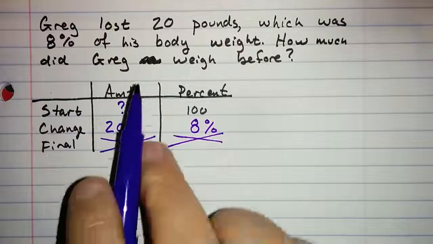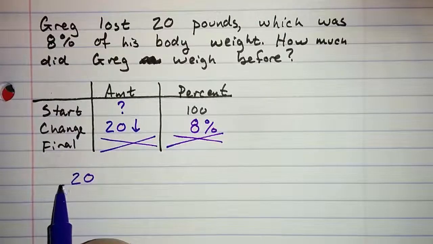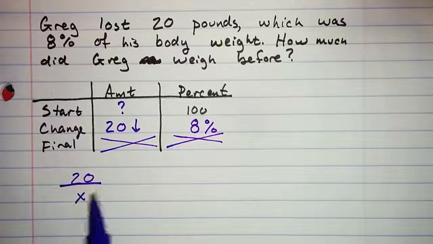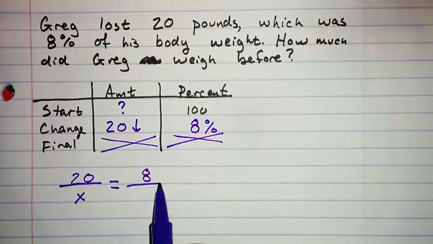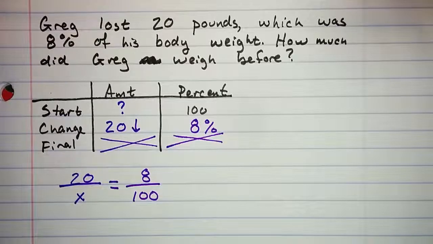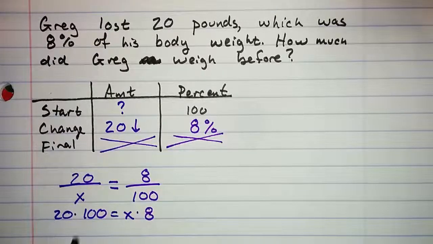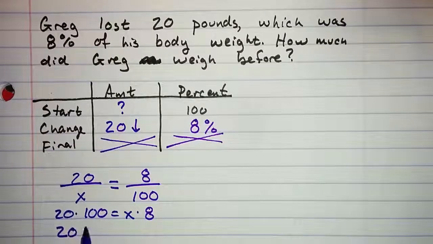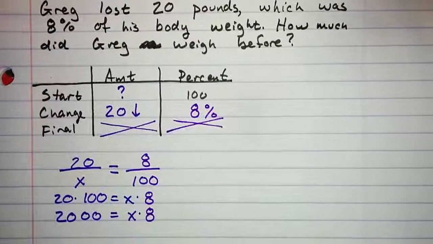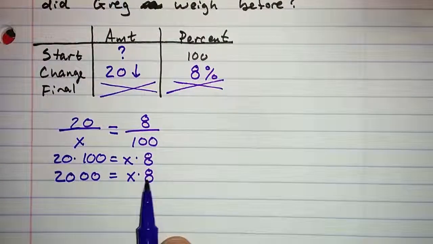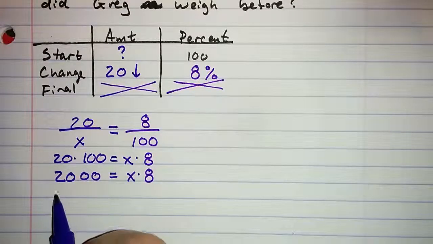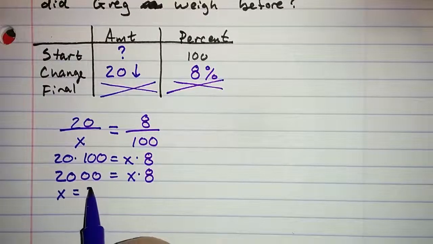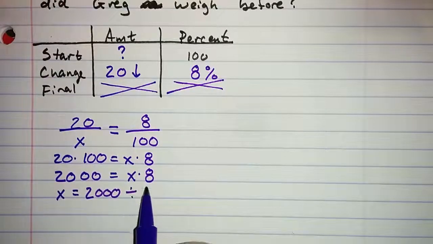So we'll use the proportion amount change over starting amount, which is unknown, is percent change over 100. Now what? Well, we cross multiply. 20 times 100 is x times 8. 20 times 100 is 20 with 2 more zeros on the end, so 2,000. X is then the missing thing in a multiplication problem. What times 8 gives me 2,000? That's the same as saying what is 2,000 divided by 8.